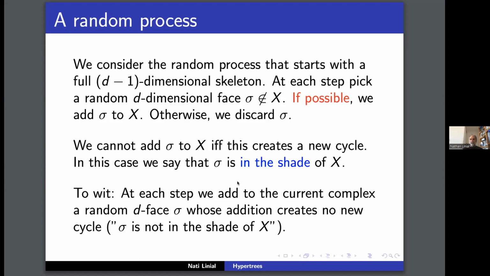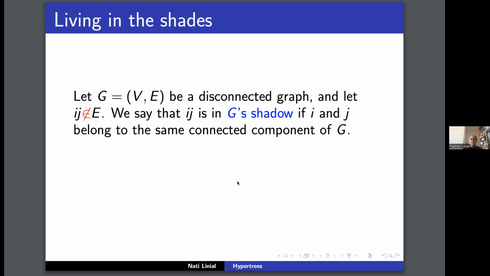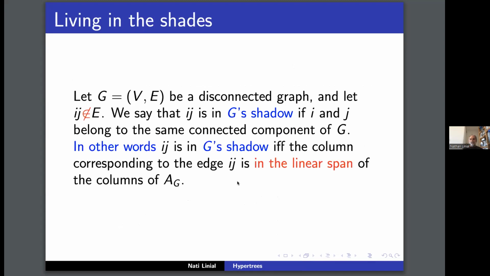And we have a terminology for this. If it creates something in the cycle space, we say that this face is in the shade of the complex that we presently have. So just to repeat, we start with an empty complex. Each time we add a new random face that is not in the shade of X. So that's the process, and it's the same thing with graphs as I described to you before.